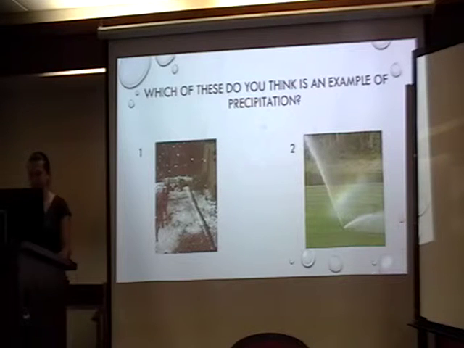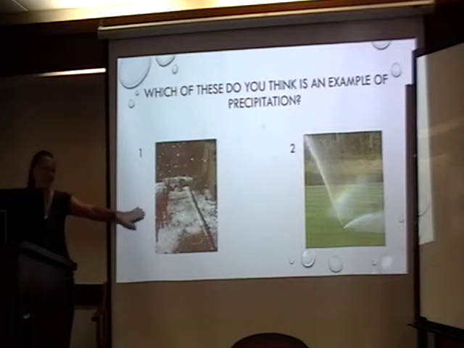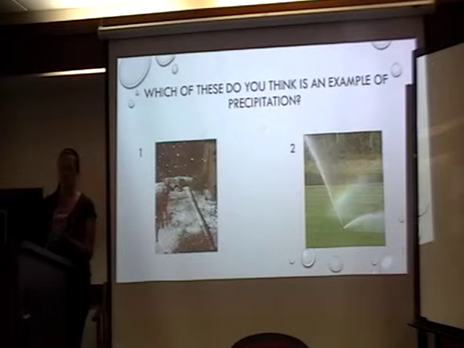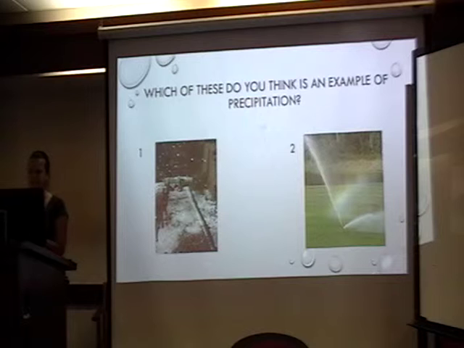So, it's actually a hailstorm. Sorry guys, hailstorm. Precipitation can come down as rain, snow, hail, sleet. I think that's all of them. Rain, snow, hail, sleet.